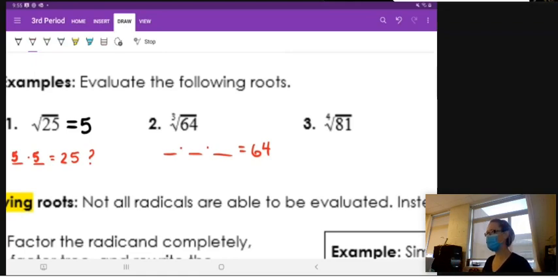And I just got some eye contact. Does anybody here know what the answer is? Do you know it? Yeah, 4. When you plug in 4 times 4 times 4, it's 64.